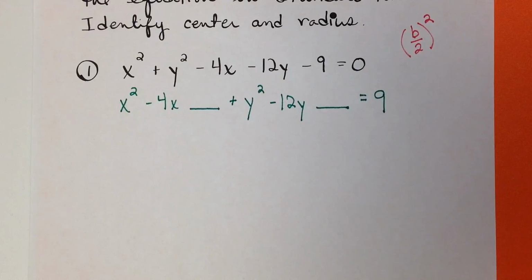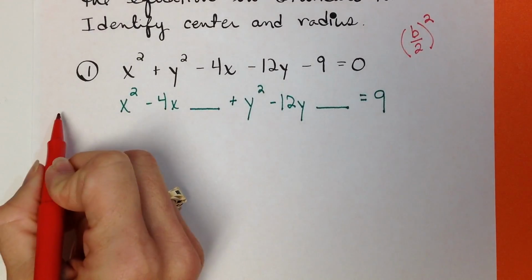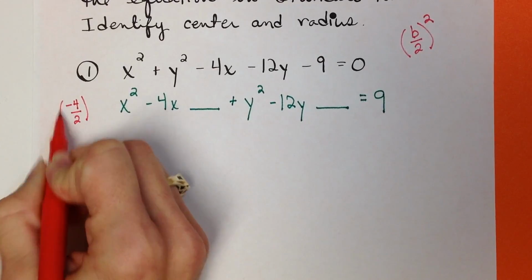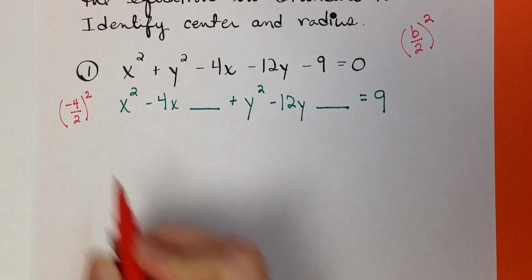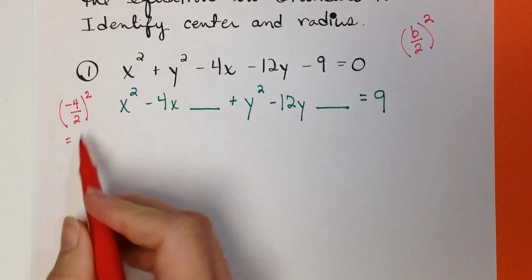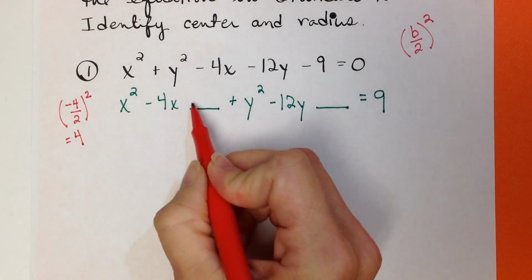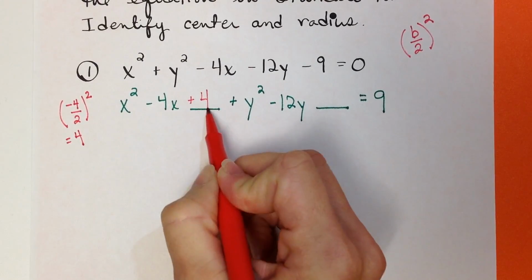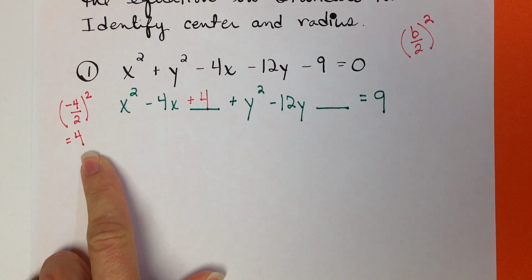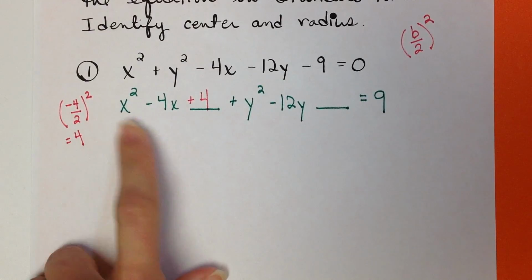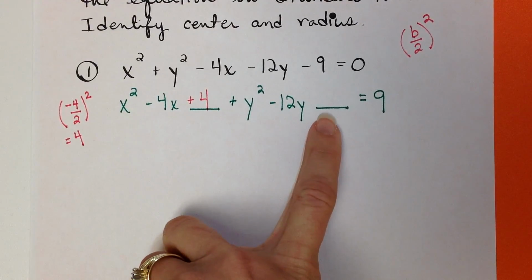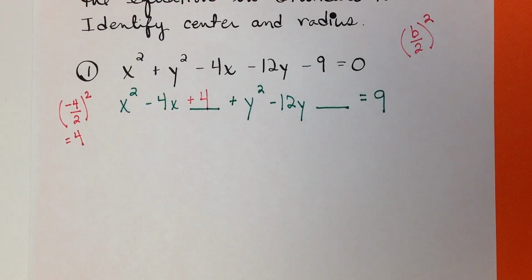So over here to the side, I'm going to take my negative 4, take half of it, and square it. Of course, negative 4 divided by 2 is negative 2. Negative 2 squared is 4. So that is the value that you're going to add in that blank right there. This is always going to come out positive because you're squaring, which means this is always going to be addition.